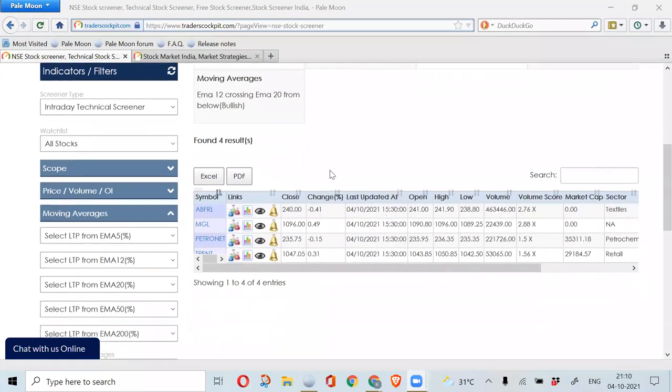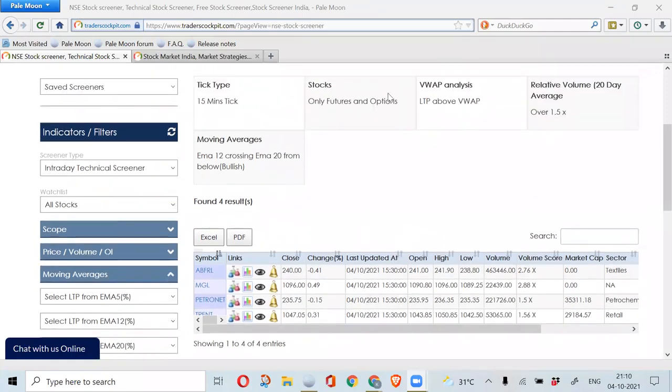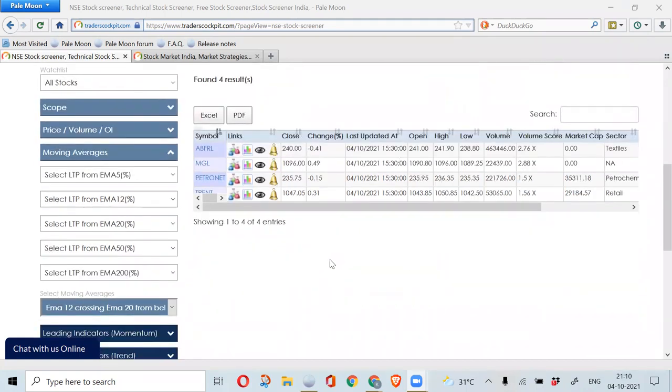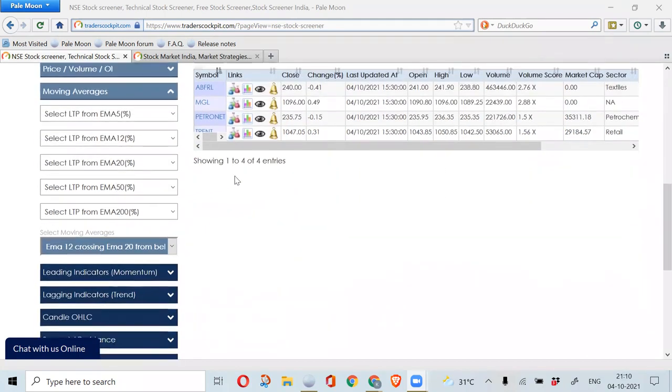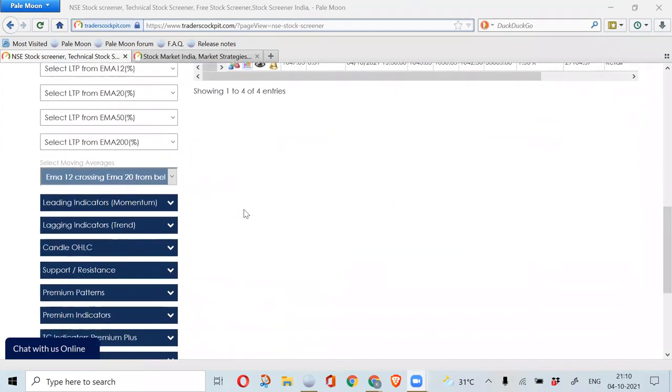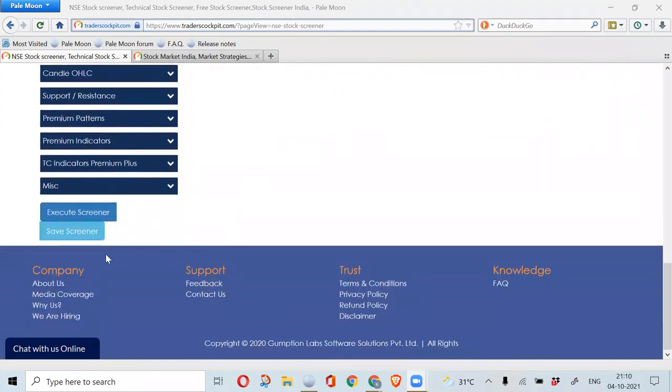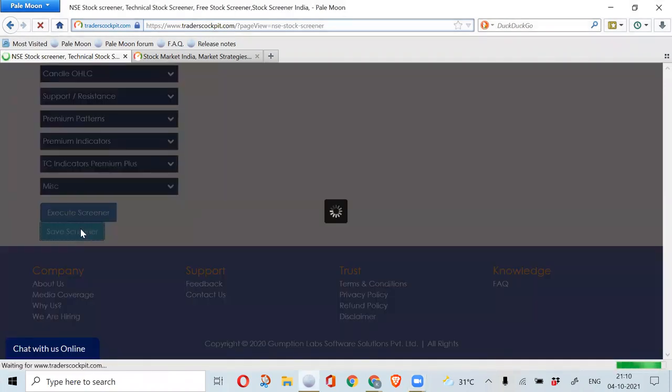So similarly, if any stock meets these specific requirements during the market hours, we can get a notification of it. And there is no need for us to create the conditions every time. If you scroll down to the bottom, we have got a save screener option. So to create a notification alert, click on the save screener. I am repeating again, to create a notification alert, click on the save screener option.